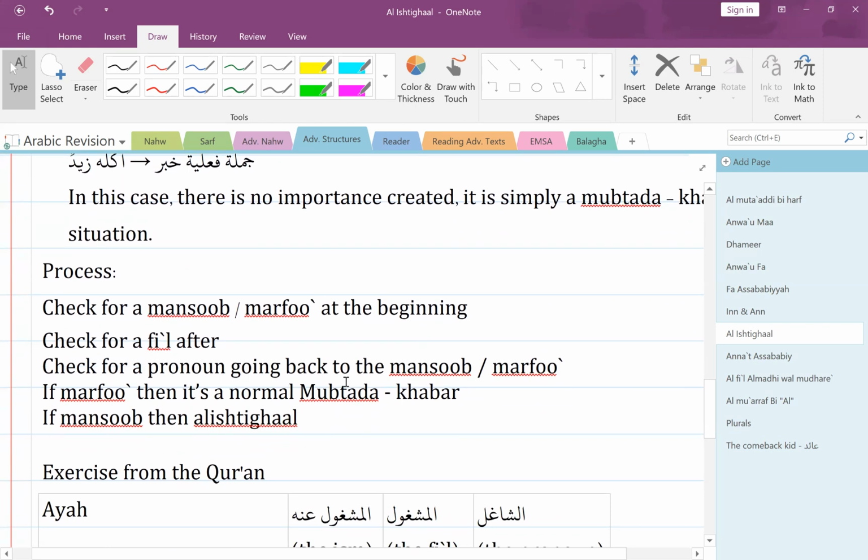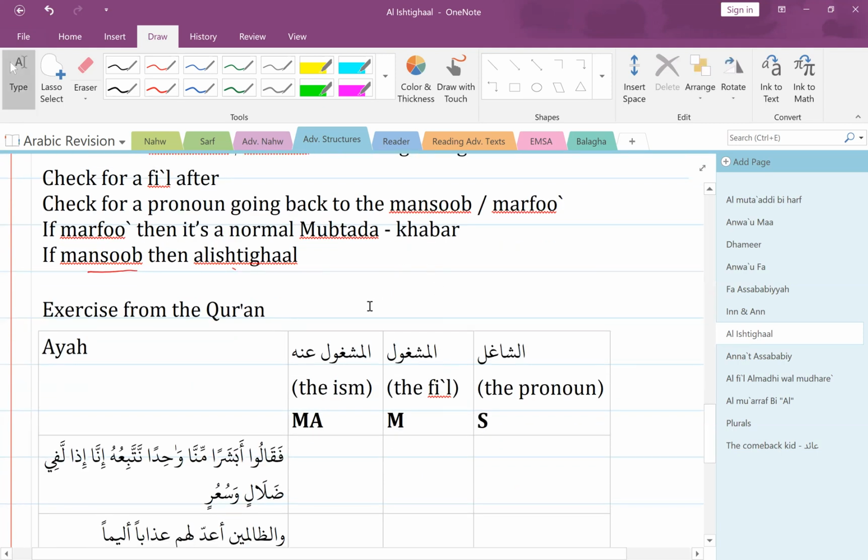Okay. Now, what is the process? So if you're looking at a sentence and you're wondering, is this mubtada muqaddam or is it ishtighal? What's happening in the sentence? So first of all, you check for a mansub or a marfu' at the beginning of a sentence. So is it a mansub at the beginning of a sentence? If it's yes, then you check, is there a fi'l after it? If it's yes, then check, is there a pronoun attached to that fi'l that goes back to what came before? Okay. If there is, you're looking at an ishtighal. Simple. If it's marfu' at the beginning, then you're looking at a mubtada khabar situation, just treat it as normal. Okay. Of course, if it's mansub, it's al-ishtighal. And that's where you would say that this is the mashghul anhu and this is the shaghil.